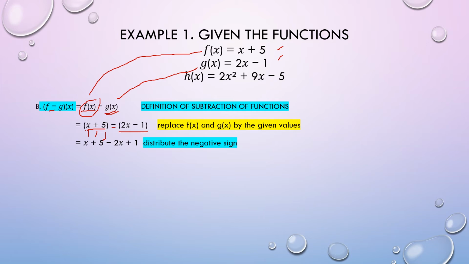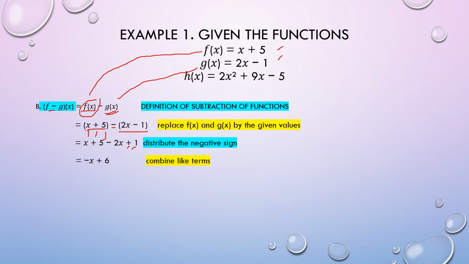We will adapt the symbol. So we have here minus 2x, and then the other one, why is it that this is positive? Because negative times negative, we have positive. So we have here positive 1. So distribute the negative sign. Okay?